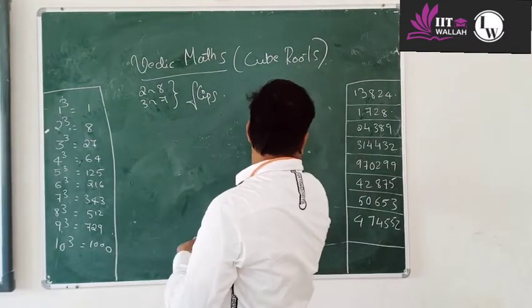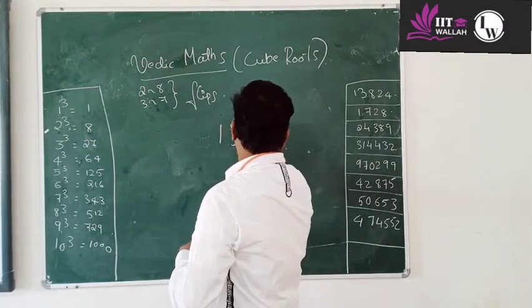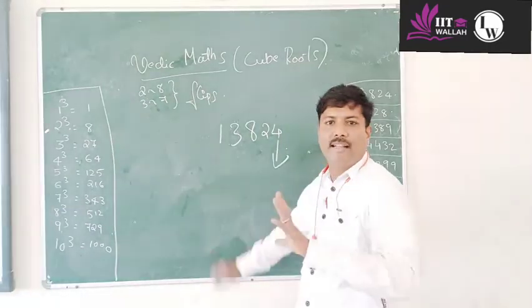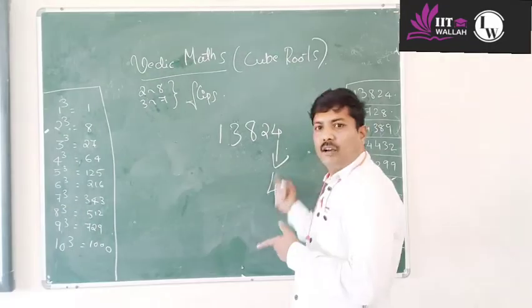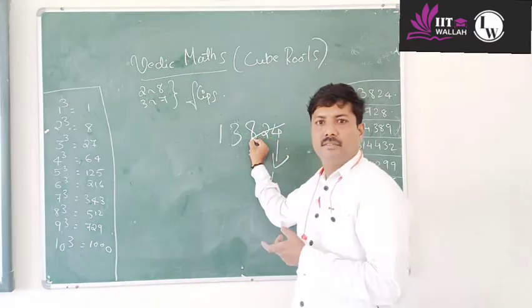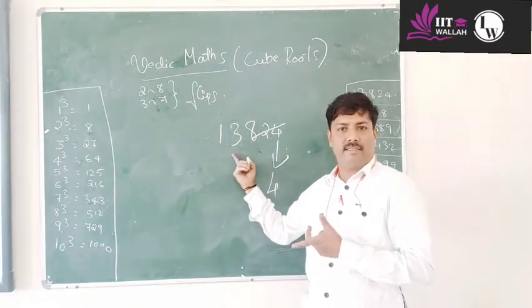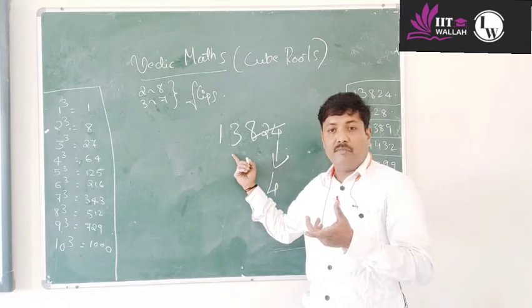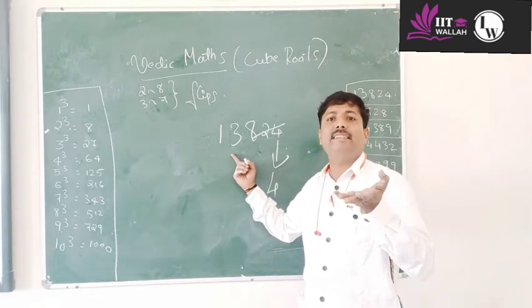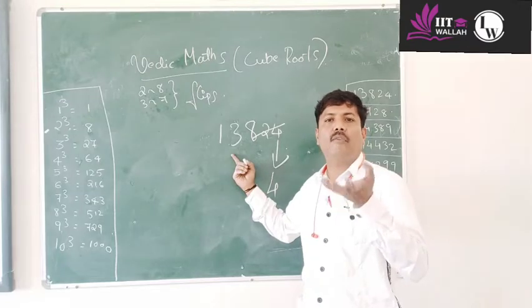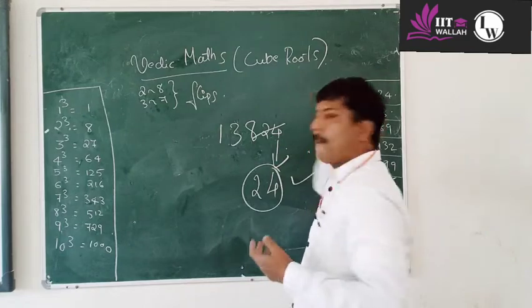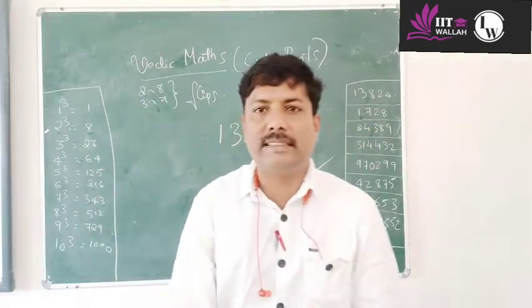Now we can check one more number for your comfort. 13824. The last digit is 4, so there is no difference. 4 means here also 4. First cut the first 3 digits. Which number is remaining? It is 13. Which number is the perfect cube below 13? It is 8, and the cube root of 8 is 2. I hope you understood this clearly.